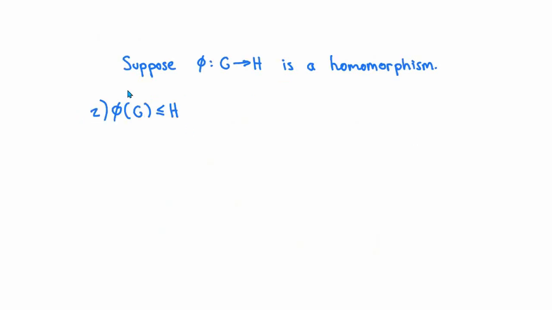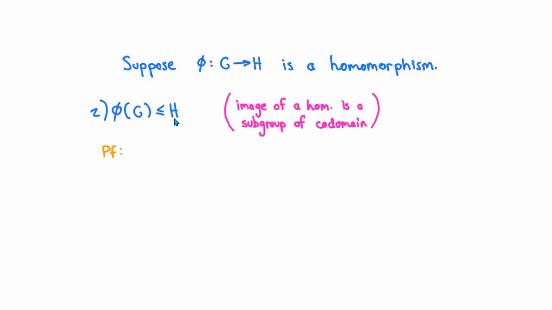Property number 2, which comes up all the time, is that if phi is a homomorphism from G to H, then the image of phi is a subgroup of the codomain. The proof of this one is a good exercise, and for it we're going to use the subgroup criteria. So we need to check a few things.